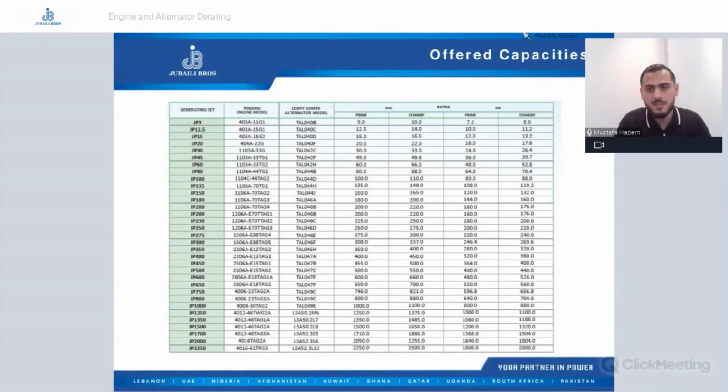Moving on to the capacities that we offer, our range starts from 9 kVA, the 400 series, and we reach the 4000 series, up to 2250 kVA prime, which is 2500 kVA standby. So we have different offerings depending on your need. We can offer you the genset which is suitable as such.